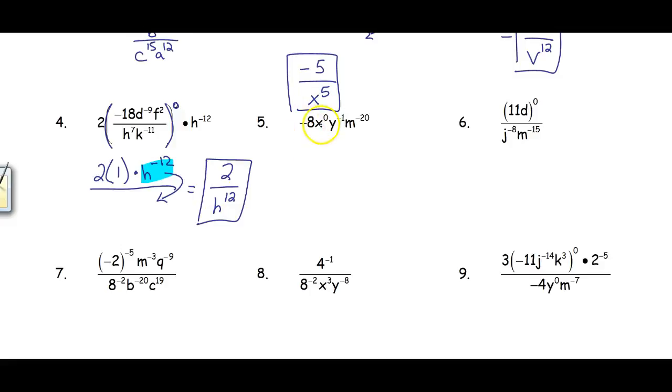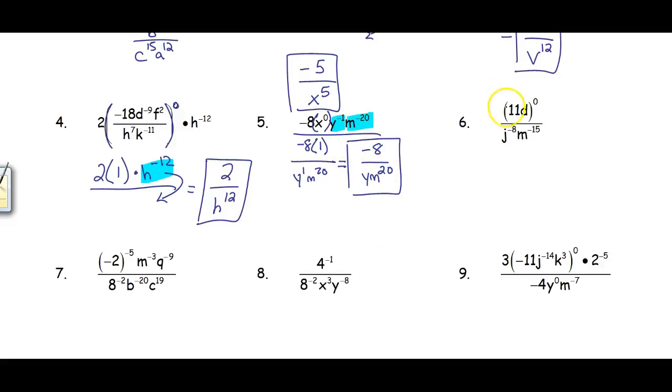Okay, so in problem number 5, right now, we already have 1 x to the power of 0, which we know is 1. Okay, what else do we have in this problem? We have a y to the negative 1st and an m to the negative 20. We know that those are going to end up going onto the bottom of the fraction. So we have y to the 1st, m to the 20th. We're going to get negative 8 over ym to the 20th.